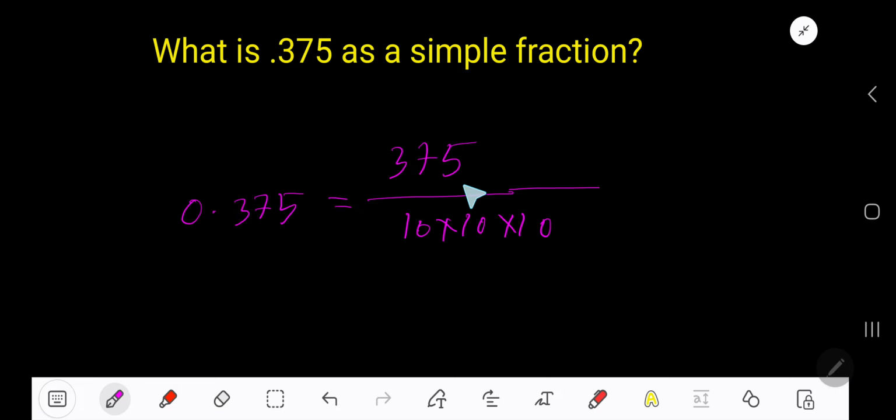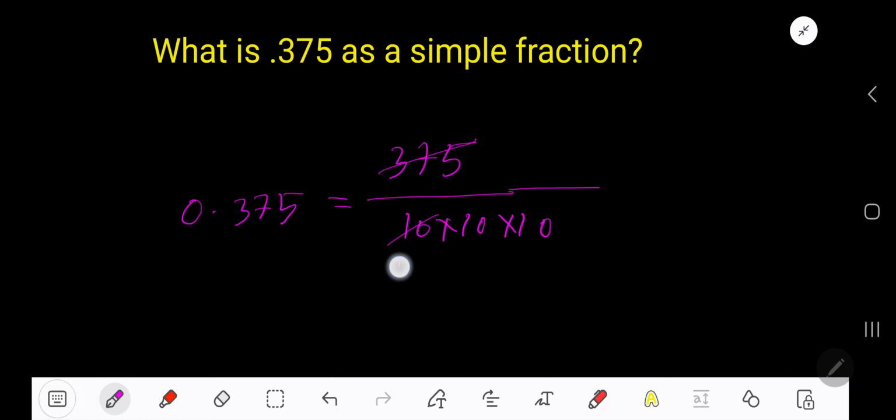Now simplify. To simplify this fraction, we need to divide the numerator and denominator by the greatest common factor if we want to simplify in one step. But if we want to simplify this fraction in multiple steps, then we need to divide the numerator and denominator by the common factor. This is divisible by 5, this is divisible by 5. 5 is a common factor. This is divisible by 5 because the last digit is 5. This is divisible by 5 because the last digit is 0.